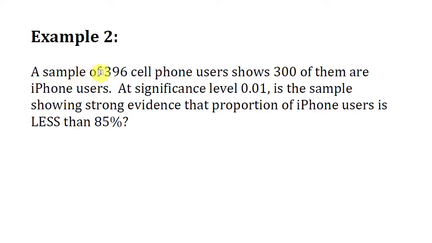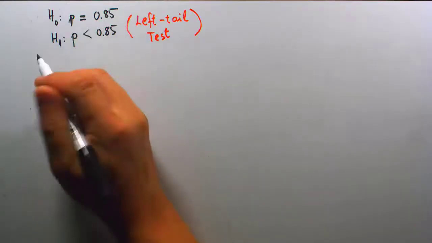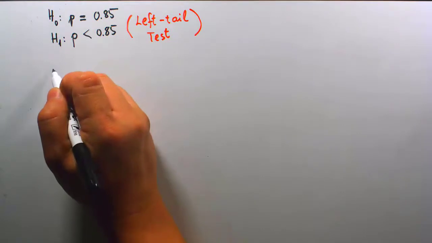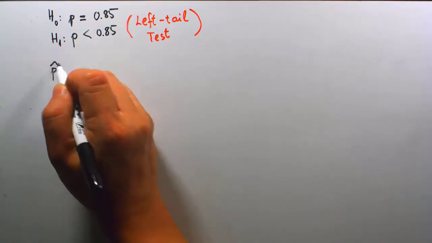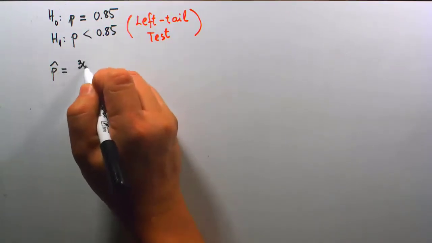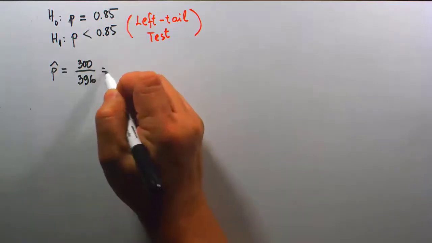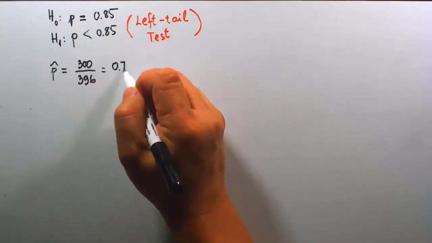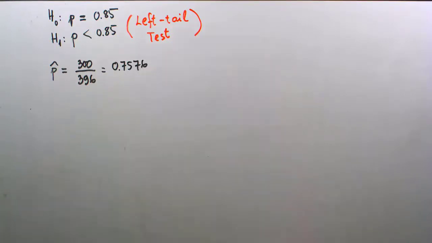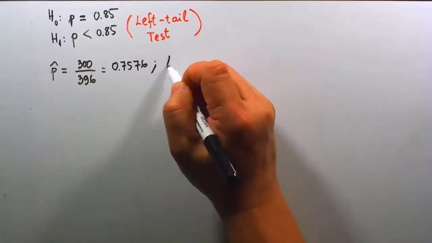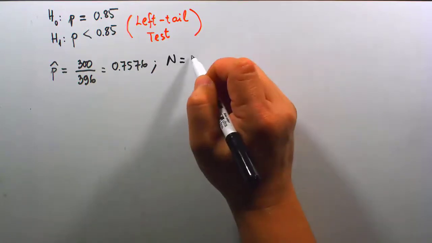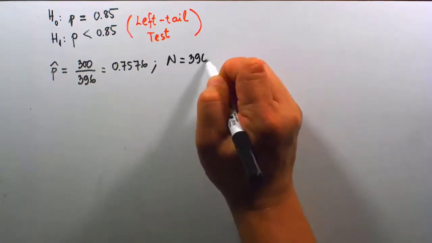And so again, to start into the steps, let's have a look at our screen here. A sample of 396 cell phone users show 300 of them are iPhone users. So once again, we are using the same sample proportion from our previous example. So P hat here is 300 over 396, which in decimal is equal to 0.7576. And of course, the sample size of our sample is 396.